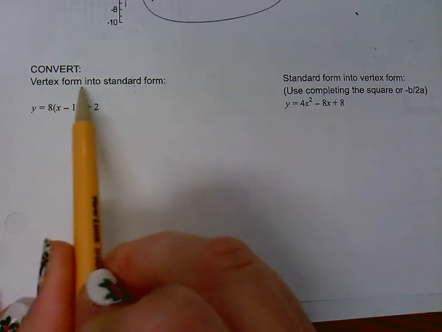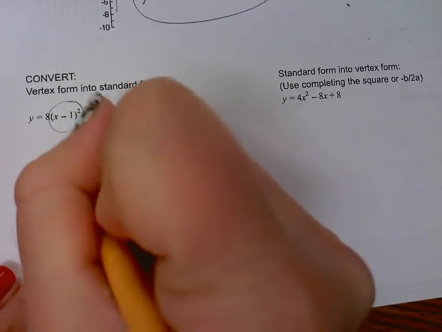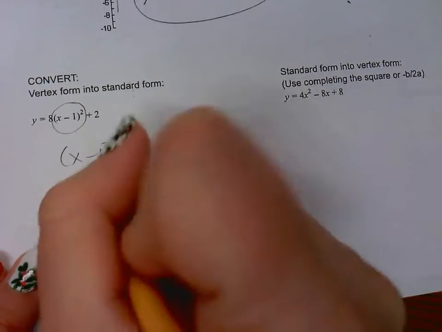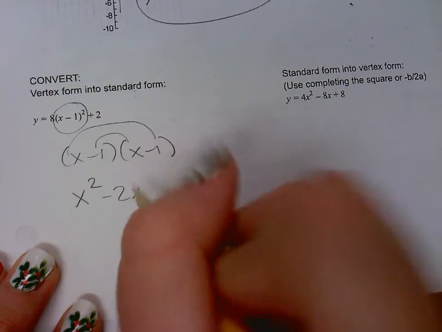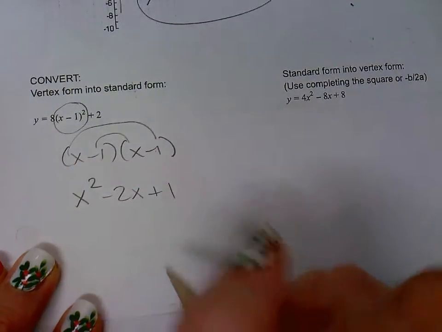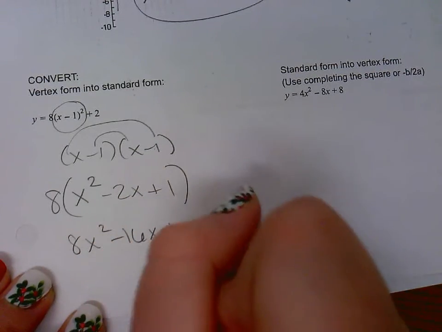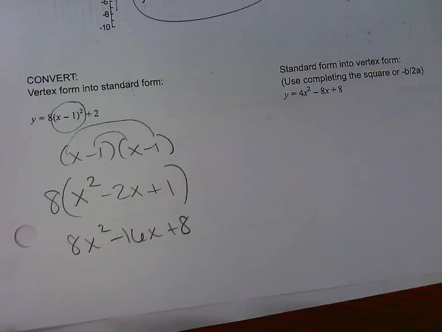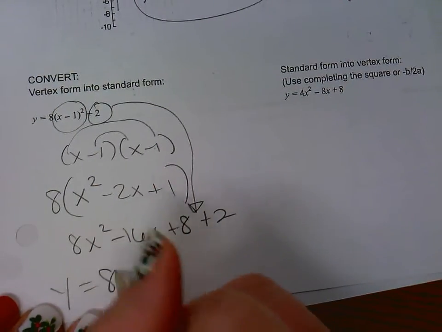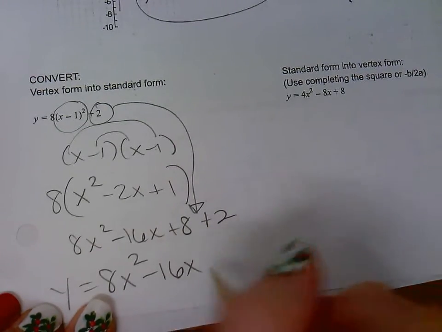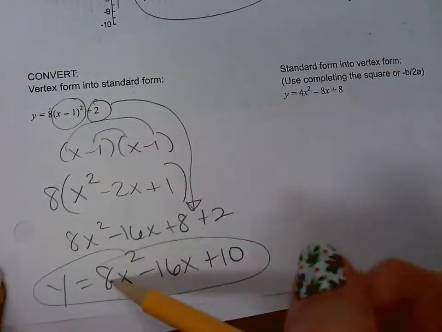Practice converting vertex into standard form. Remember, we have to multiply this guy out first. X minus 1 times x minus 1. X squared, outer plus inner, negative 2x. Negative 1 times negative 1 is 1. Distribute the 8 over all of that. So 8x squared minus 16x plus 8. I still need to add 2 at the end. So my final answer would be y equals 8x squared minus 16x plus 10. Same a value, if you noticed.